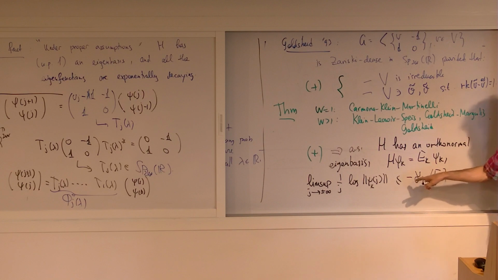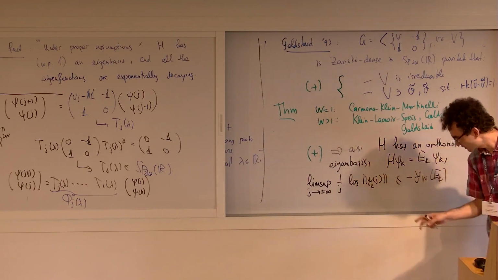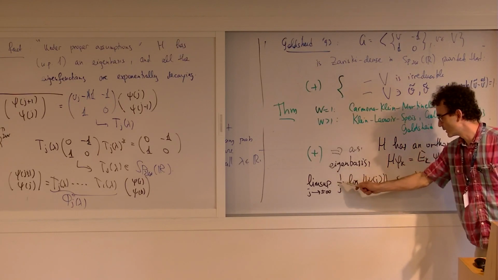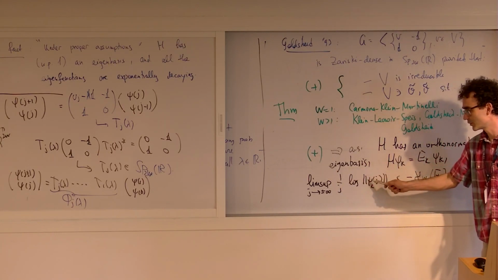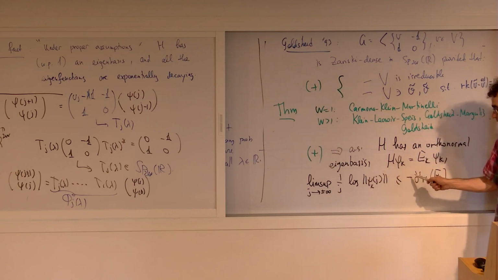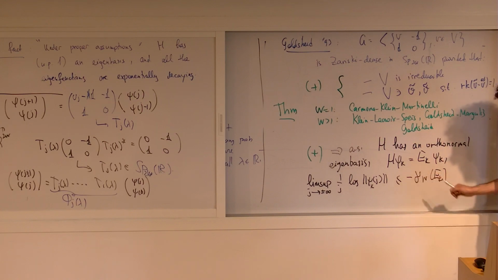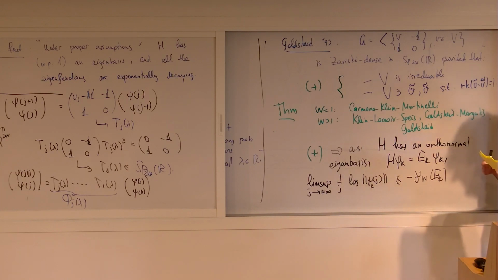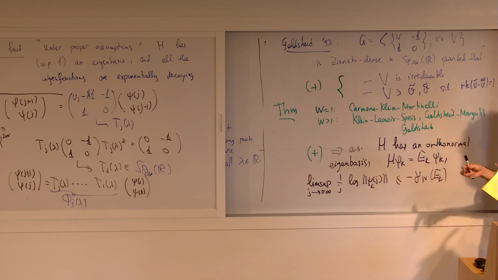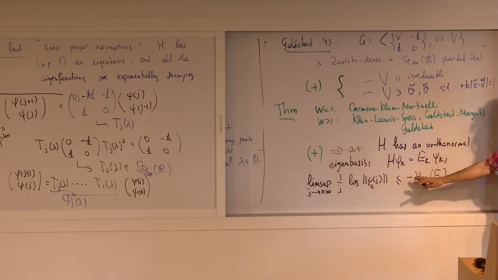Oh, I'm sorry. Is this not visible? The limsup of 1 over j times the logarithm of the norm of psi k of j is less or equal than minus gamma W, the Wth Lyapunov exponent, evaluated at e k, the eigenvalue. So not only do we have exponential decay, but we know exactly how fast it is.